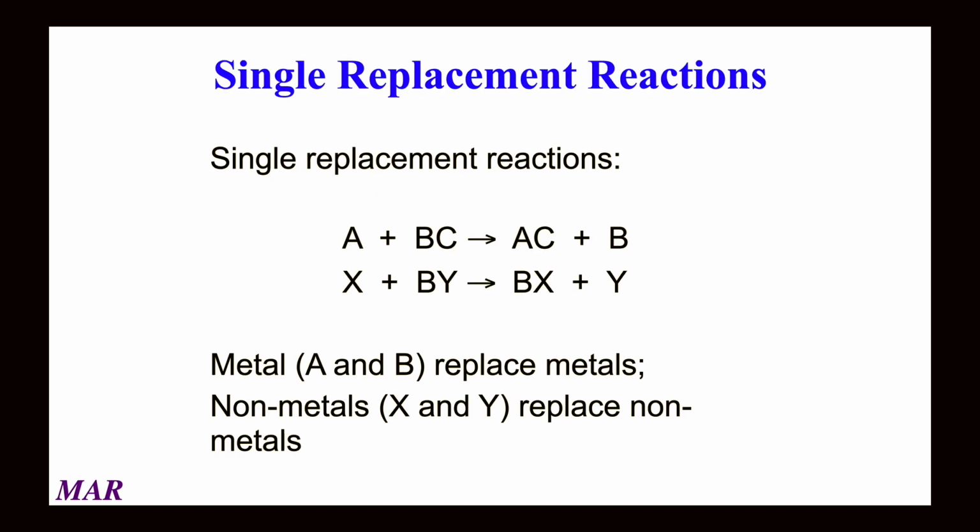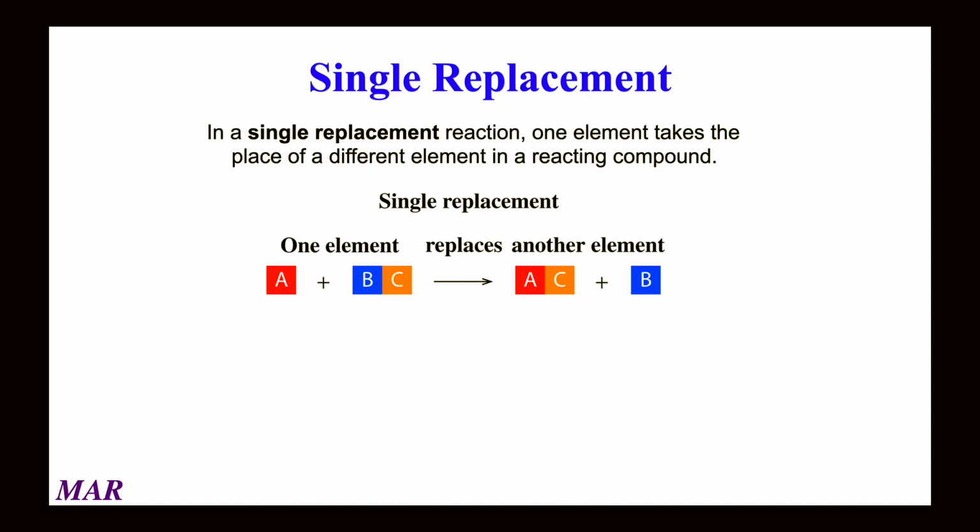Single replacement reactions are where two species are trading places that are similar to each other. In A and B here trading places, those would both be metals or positive ions. In the second example, X and Y would be trading places. Those would both be nonmetals or negative. And that's the only important part of this particular section. Single replacement reactions are somewhat similar, but again, make sure the metal trades with the metal or the nonmetal trades with the nonmetal.